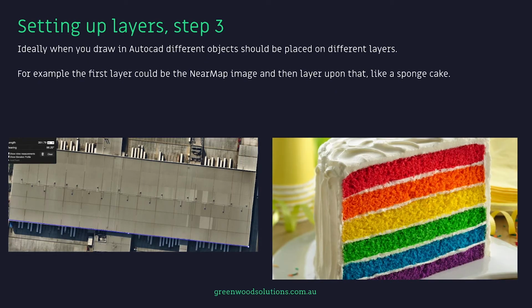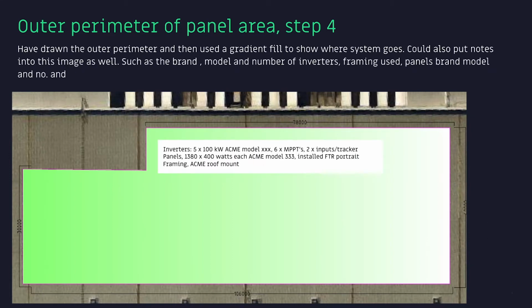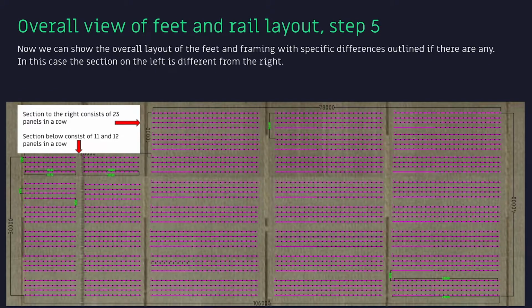Ideally, when you draw in AutoCAD, different objects should be placed on different layers. For example, the first layer could be the Nearmap image and then layer upon that like a sponge cake. In this case, I've drawn the outer perimeter and then used a gradient fill to show where the system goes. Could also put notes into this image as well, such as the brand, model and number of inverters used, framing used, panel brand, model and number, and notes concerning inverter and PVDB position.